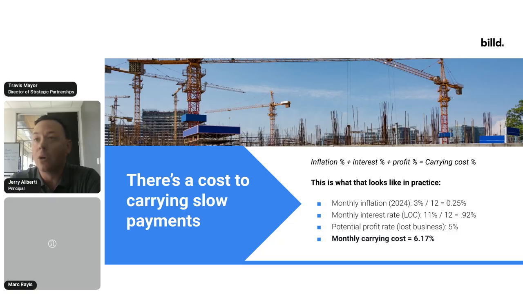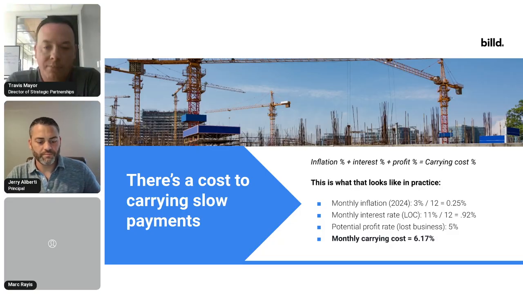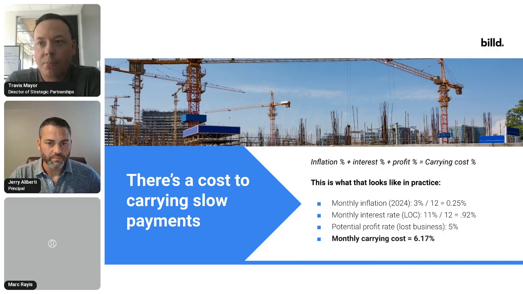And so to that point, right, there's a cost to carrying slow payments. This is a simple formula. It can get, to Jerry's point, right, simplicity is great. It can get much more detailed, depending on your financial acumen and what you track and keep track of in the business.